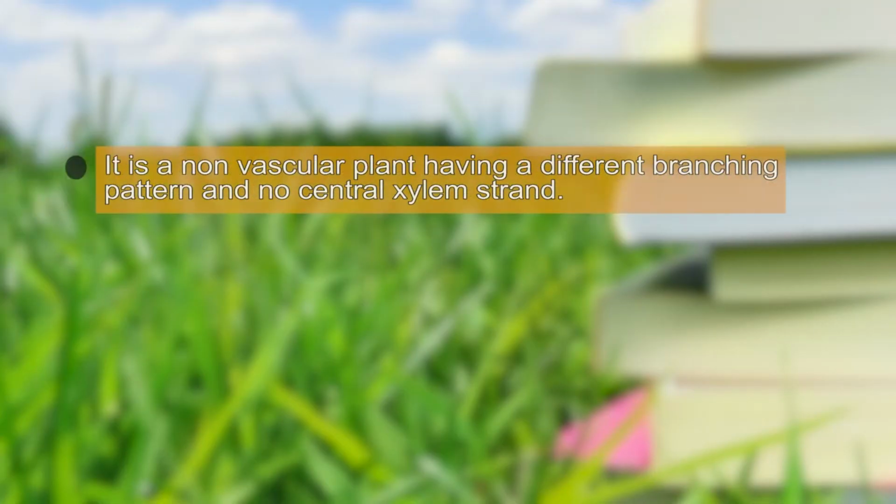It is 18 centimeters tall and it consists of a system of naked stomatiferous cells, loosely lying on the substrate surface and functioning as the rhizomes. We are saying that this Rhynia is a vascular plant, but it is not a vascular plant, having a different branching pattern and no central xylem strand. That is, here no central xylem strand is present.